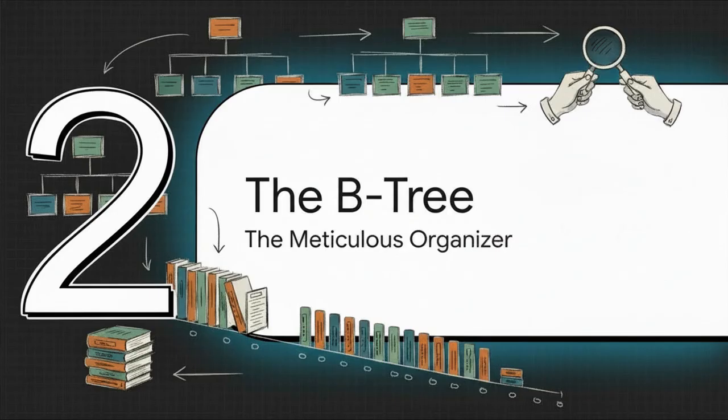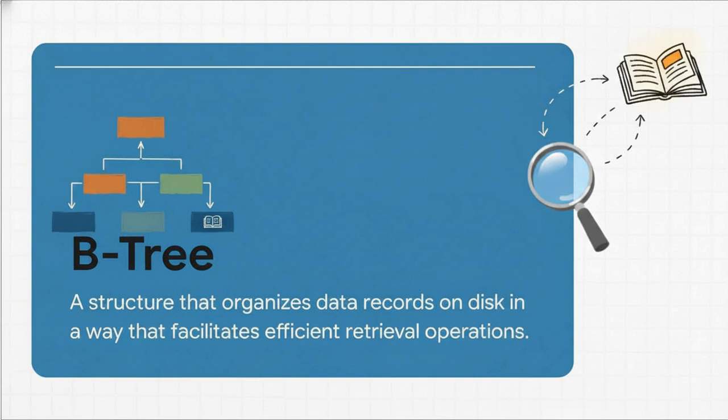All right, let's kick things off with the tried and true classic, the foundation for most of the relational databases out there, the B tree. If you need a metaphor, think of it as the ultimate meticulous, obsessive-compulsive organizer. So what is a B tree? At its core, it's a kind of self-balancing tree structure. Its whole job is to keep your data perfectly sorted on disk, all the time.